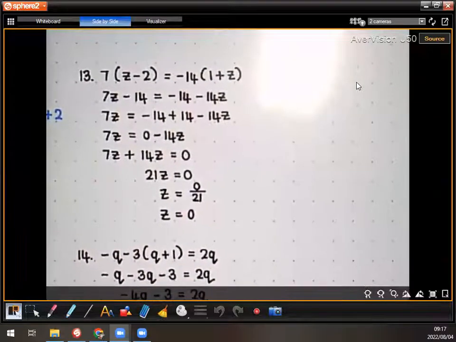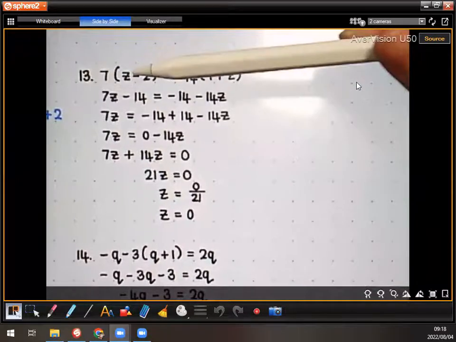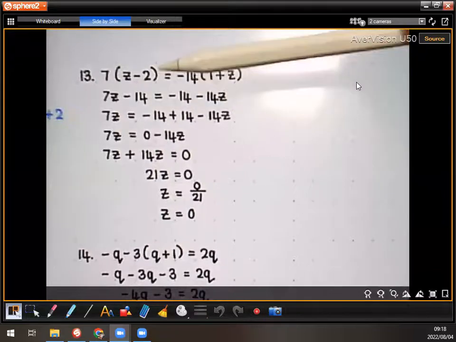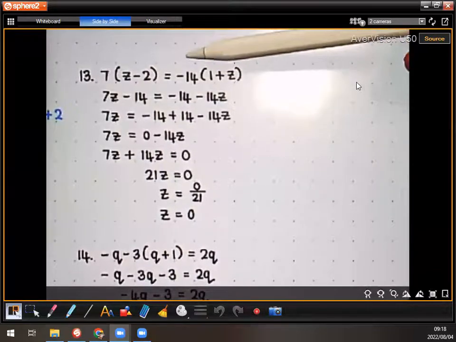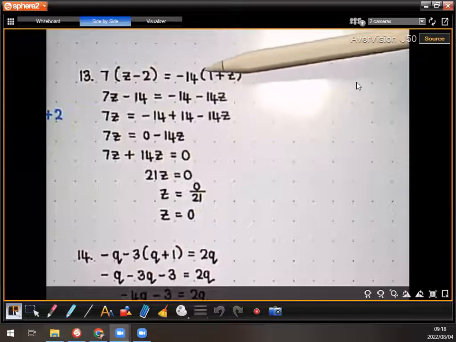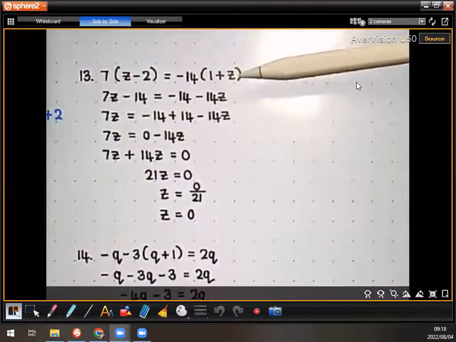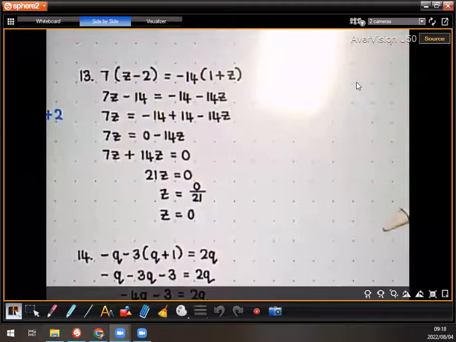Okay, here we go. Similar thing, guys, bracket on both sides, so you have to multiply out. 7 times 8 is 56. 7 times negative 2 is negative 14. On the other side, you have negative 14 times 1 is negative 14 again, and negative 14 times z is negative 14z.